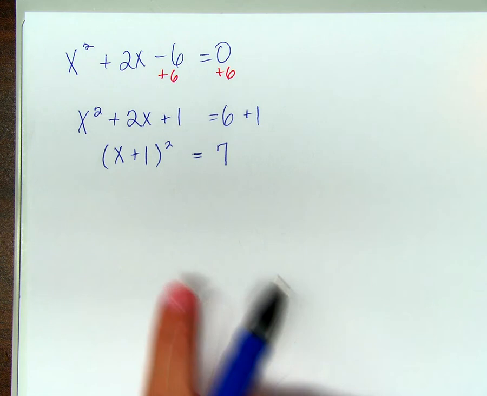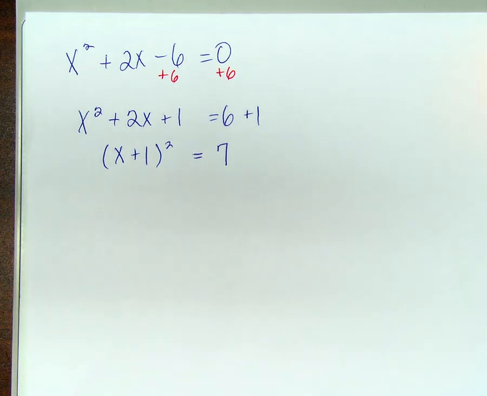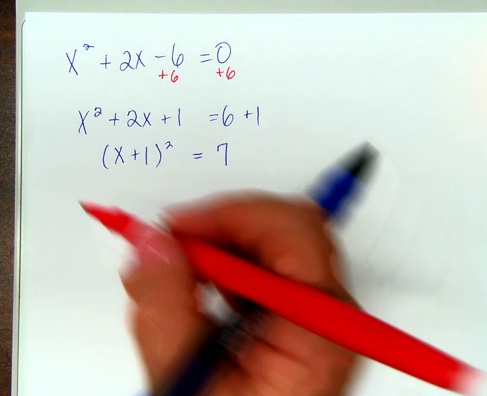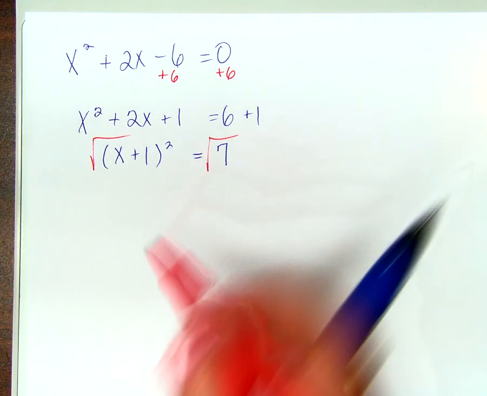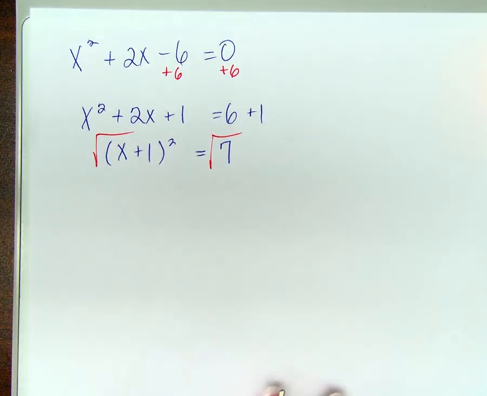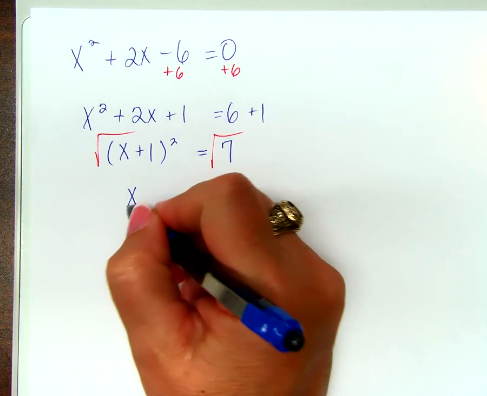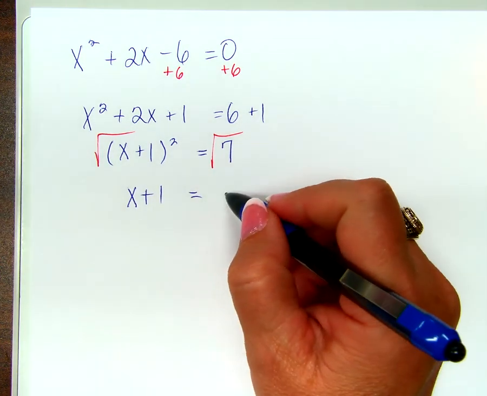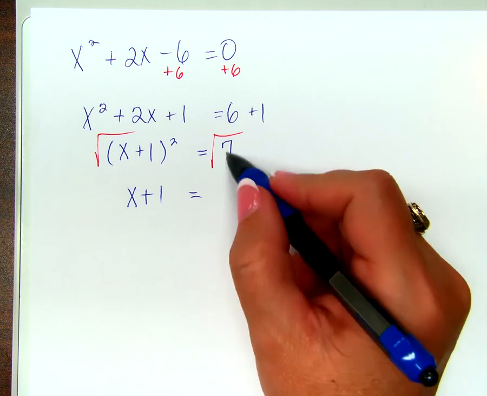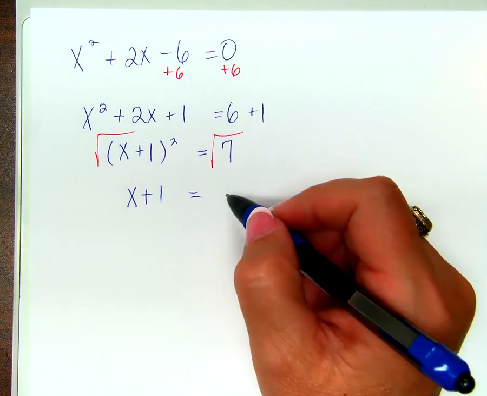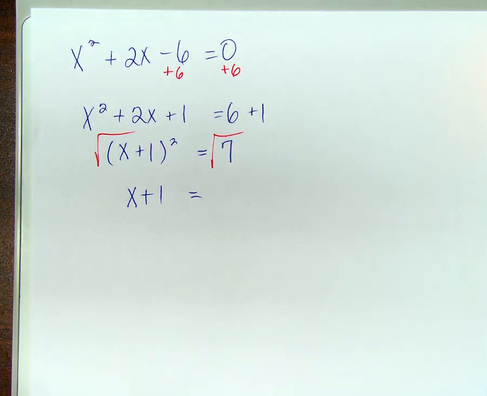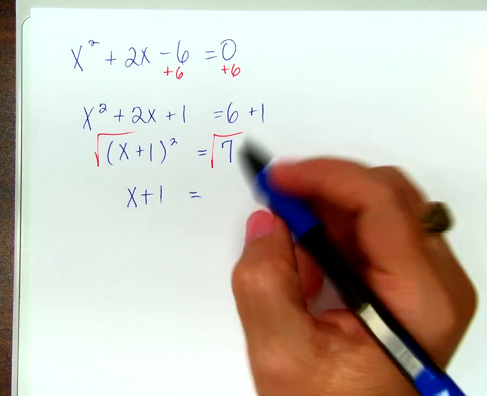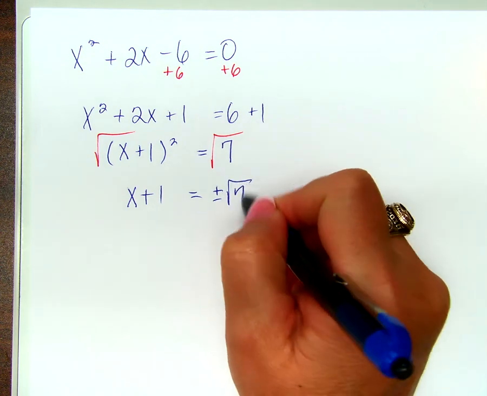So, guys, is this an equation I know how to solve? I even did it yesterday, right? We solved this kind of equation yesterday, didn't we? Square root. What's left on the left-hand side? X plus 1. What's left on the right-hand side? Is there a negative inside? Plus or minus square root of 7.